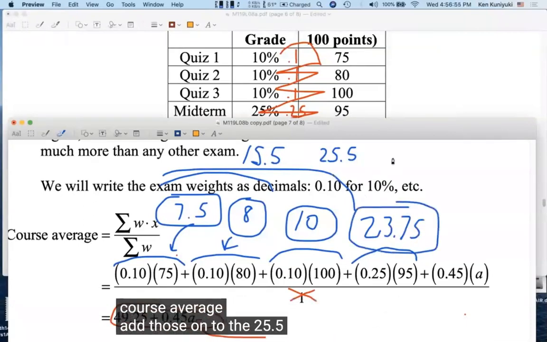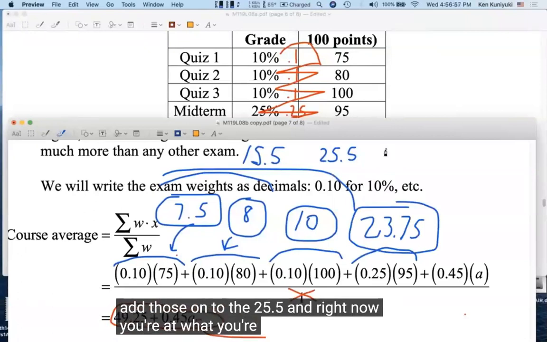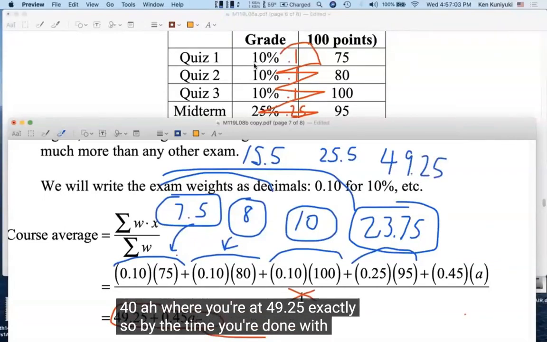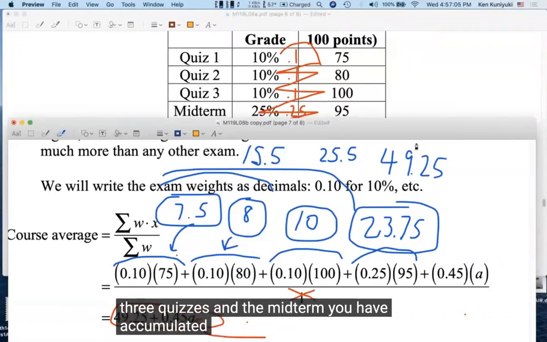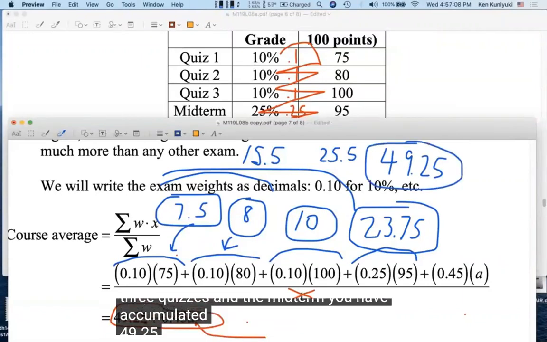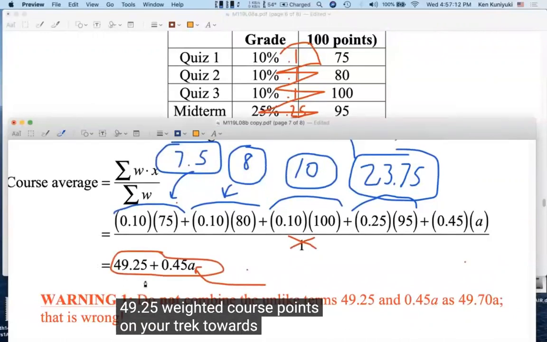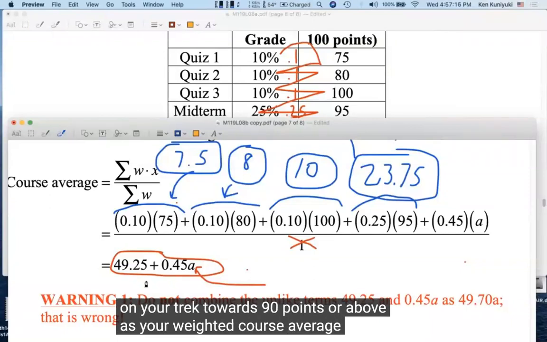Add those on to the 25.5, and right now you're at what? You're at 49.25. Exactly. So by the time you're done with the 3 quizzes and the midterm, you have accumulated 49.25 weighted course points on your trek towards 90 points or above as your weighted course average.